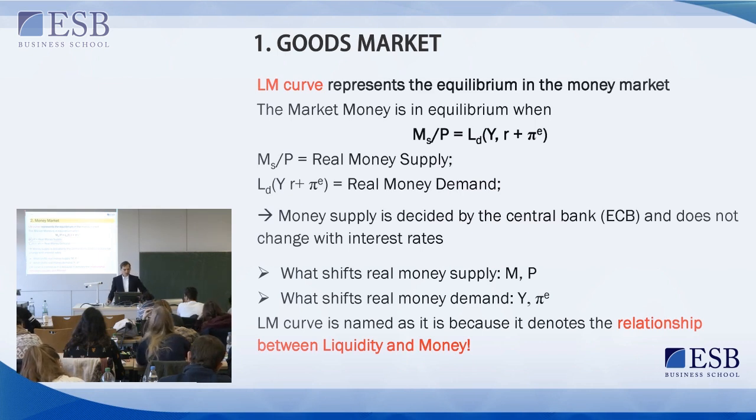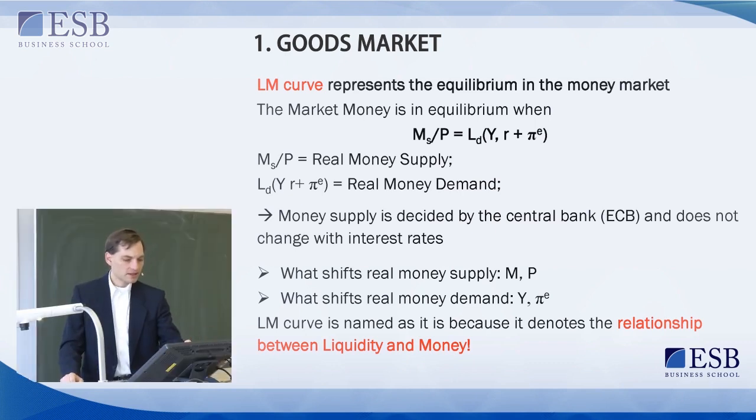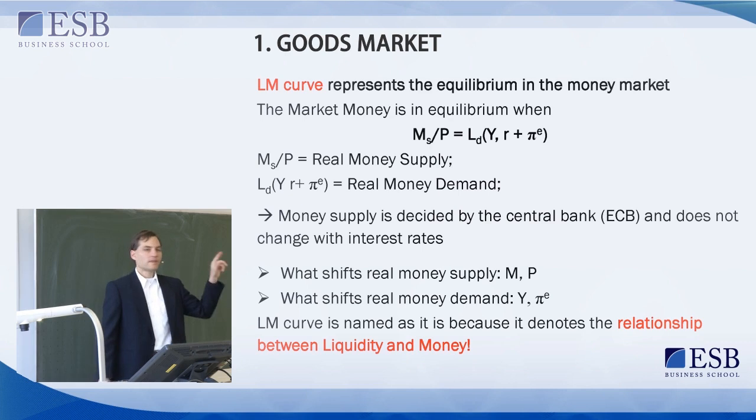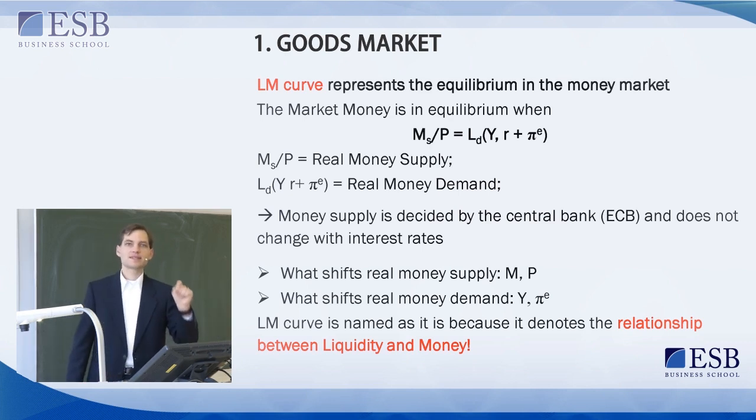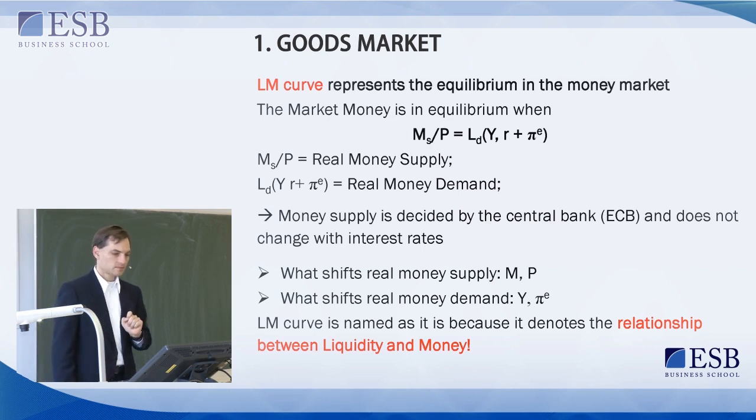On the other side of this market, we have demand. Demand is a function called L, for liquidity demand. It depends on two variables: on income, Y, and on the nominal interest rate, I. And due to the Fisher equation we talked about, the nominal interest rate is equal to the real interest rate plus the expected inflation rate.